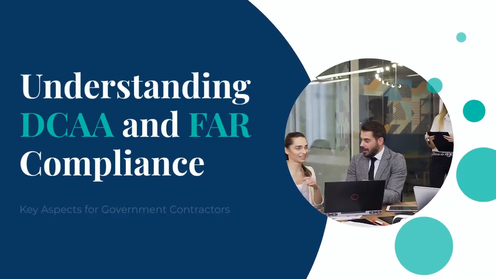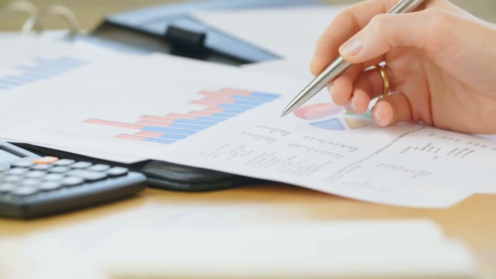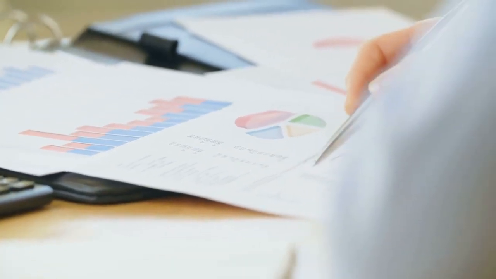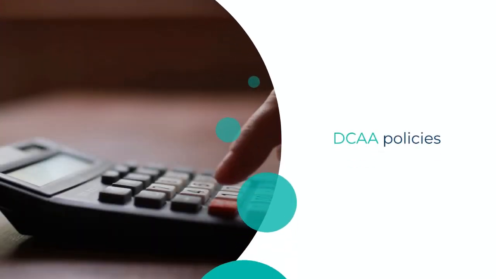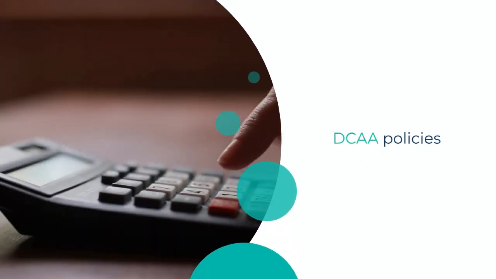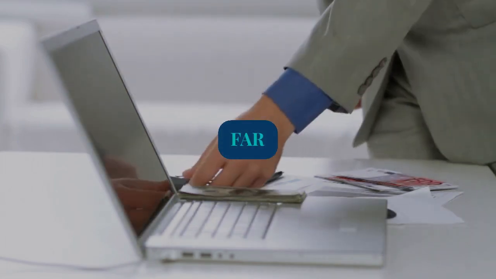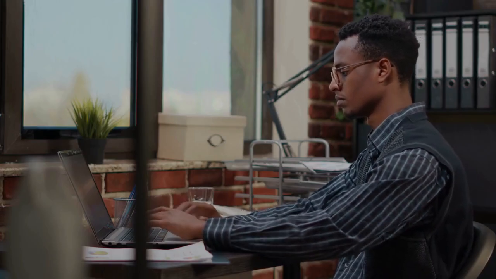Understanding DCAA and FAR compliance. Key aspects for government contractors. Government contractors must align their accounting practices with specific regulations to remain eligible for federal contracts. This alignment primarily involves compliance with the Defense Contract Audit Agency, DCAA, policies, and federal acquisition regulations, both of which set high standards to ensure transparency, accountability, and proper use of government funds.